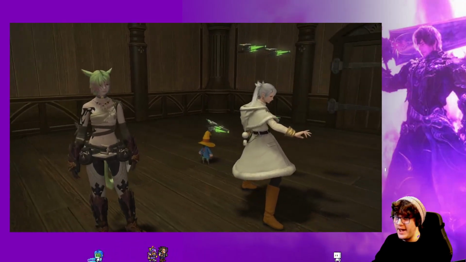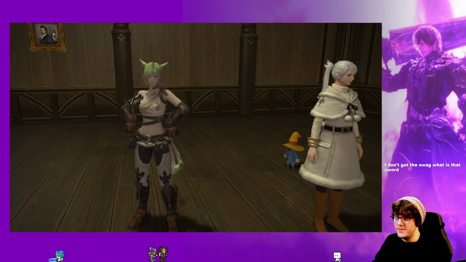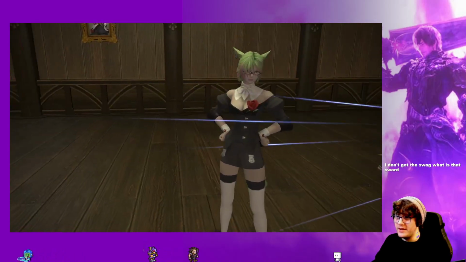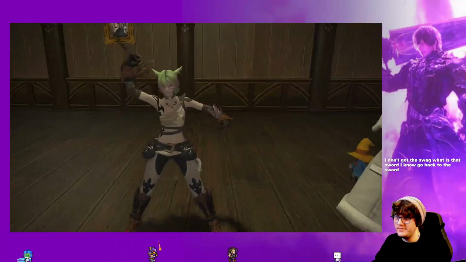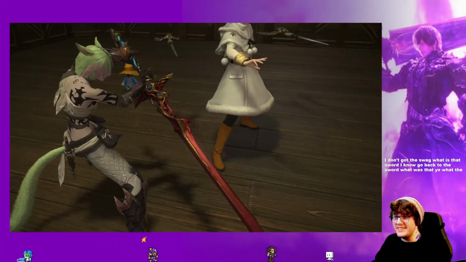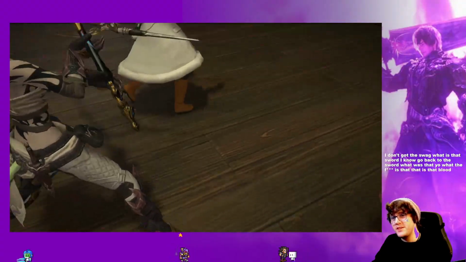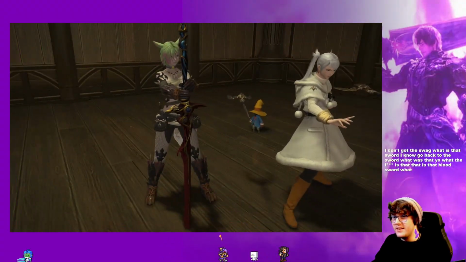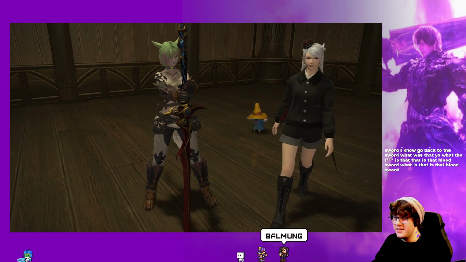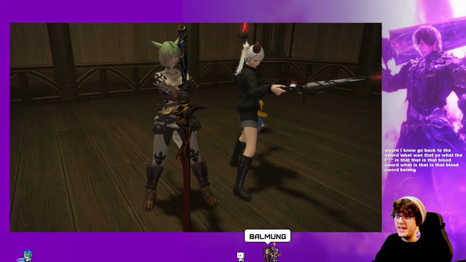They all got the swag. What is that sword? I know. Go back to the sword. What was that? Yo, what the fuck is that? Is that Blood Sword? What is that? Is that Blood Sword? Balmung? Oh, okay. It kind of looks like Blood Sword.